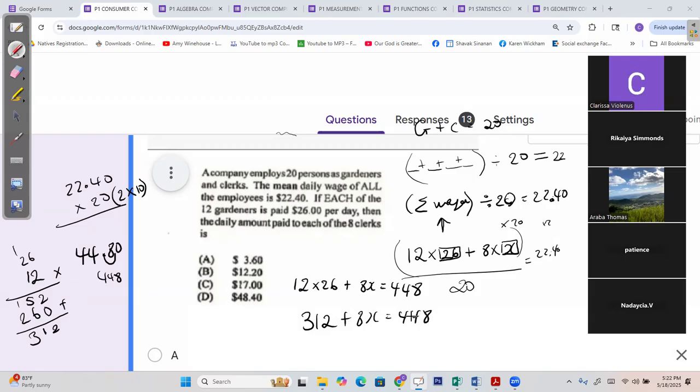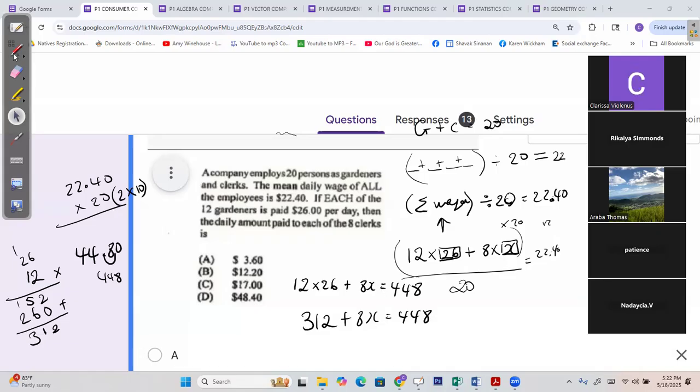What's the next step now? These are the things everybody should know what to do. We're trying to find X, so we transpose. How do we transpose? What do we do if we're transposing? Gav said carry over the 312. Is that correct? Excellent. When you carry it over, it becomes a minus. So that means we're subtracting.